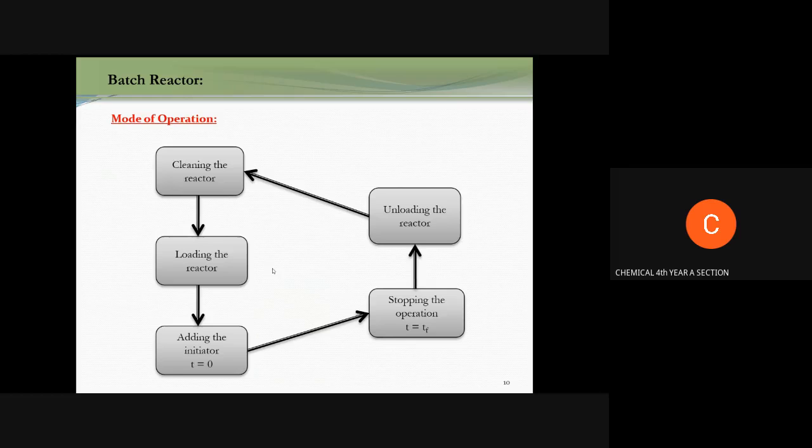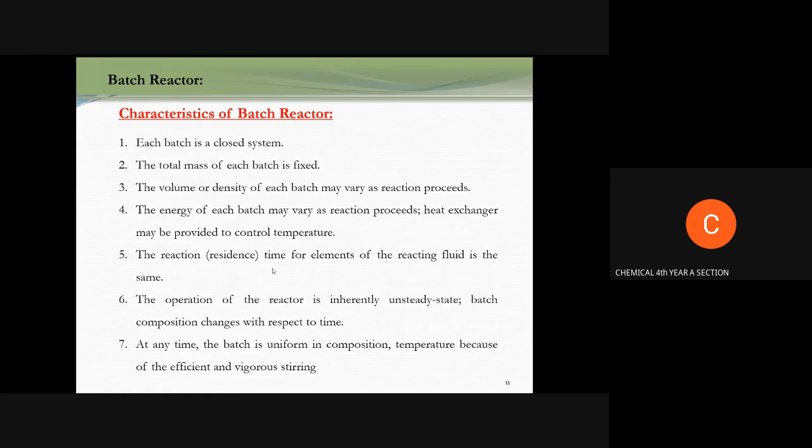And the last one is unloading the reactor, which means product collecting. In this case, we are going to clean the reactor and get the product. After that, the quality control analyzes the structure, which is not in this part. In upcoming classes we are going to see it. These are the major seven points that basically characterize the batch reactor.